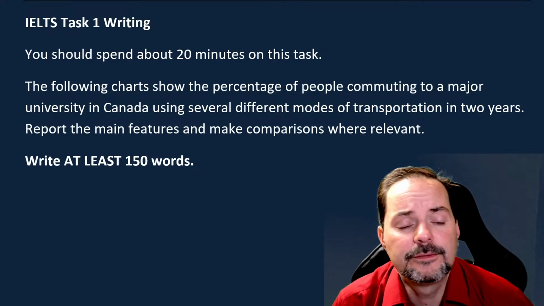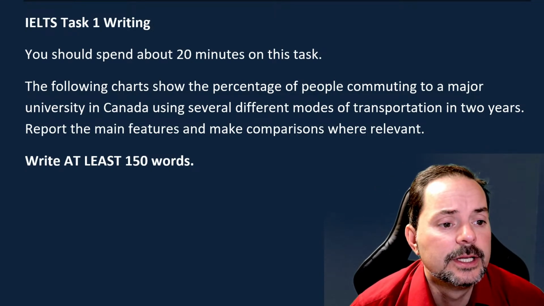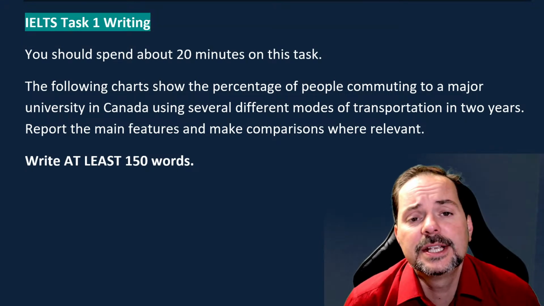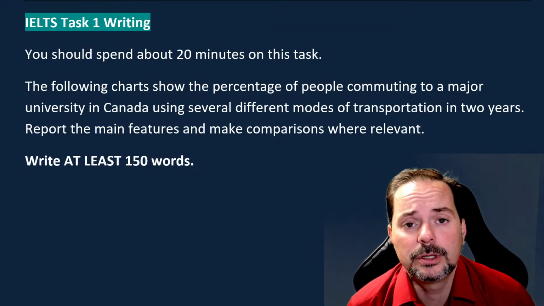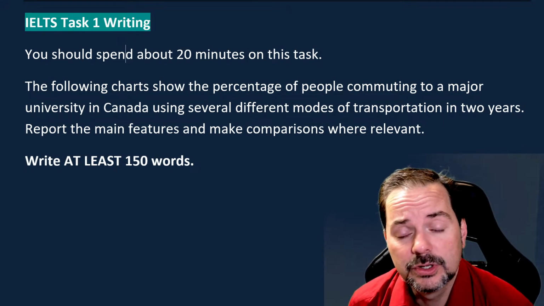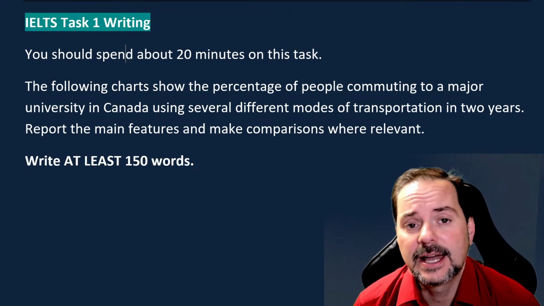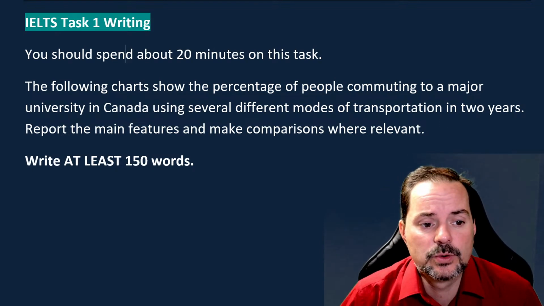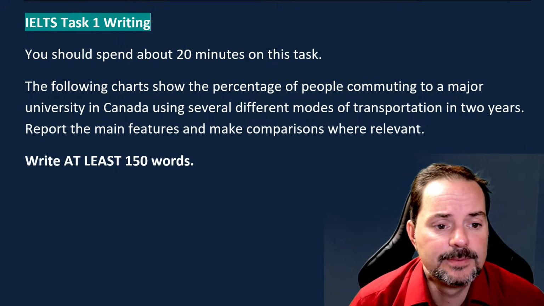Okay, everyone, without further ado, let's get into it. IELTS Task 1 writing. The writing section is 60 minutes total. It's 2 tasks, task 1, task 2. You can start with either one. You can start with task 2 or task 1. I strongly recommend starting with task 1. Task 1 is an expository essay.